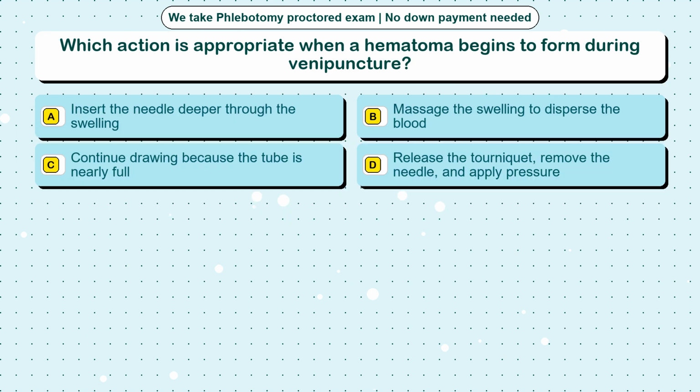Question 10. Which action is appropriate when a hematoma begins to form during venipuncture? Option A.